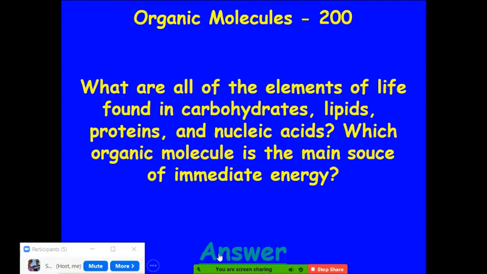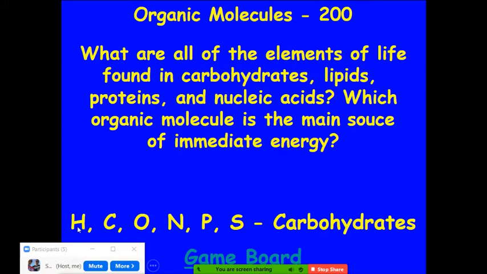All right, here we go. Hydrogen, carbon, oxygen, all found in carbohydrates. Nitrogen, found in nucleic acids, also found in proteins. Phosphorus, found in nucleic acids. Sulfur, found in proteins. Notice there are some elements missing, not missing from this list.